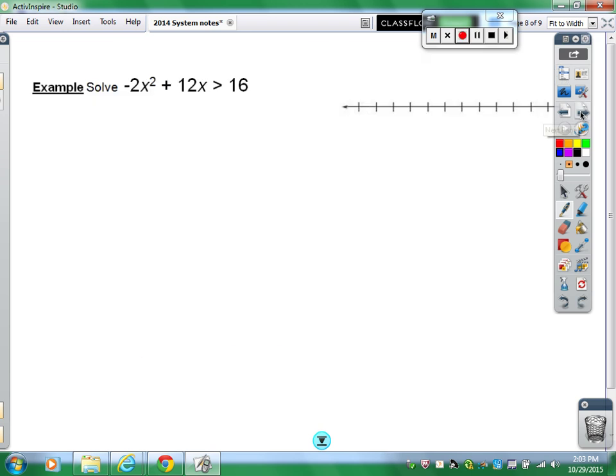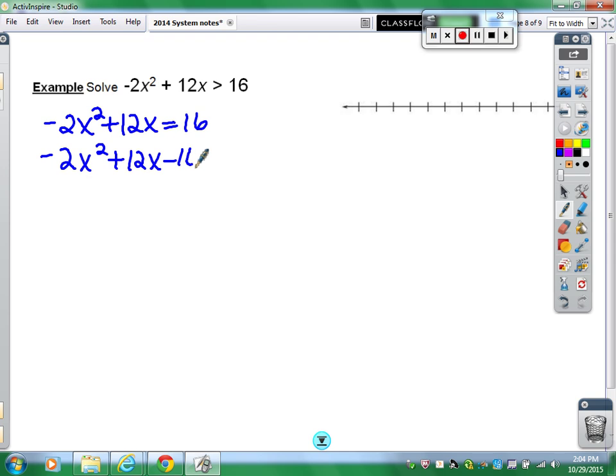All right, let's look at one more. So the first thing I'm going to do is turn it into an equation and find my critical values. Put it in standard form. All right, you should notice that everything is divisible by -2. So let's do that. Let's divide both sides by -2. Just gives me smaller numbers to work with. So this is going to give me x squared minus 6x plus 8 equal to 0.